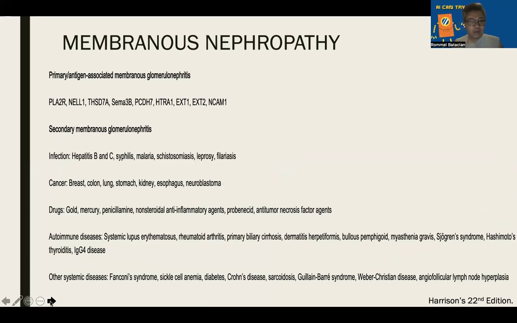Membranous nephropathy, meanwhile, okay, so again, there are primary associated, which are usually genetic in origin, but the more common would be mga secondary types: infection, hepatitis B and C, malignancy such as in the breast, colon, or lung cancer. NSAIDs would also be a significant cause of membranous nephropathy. Autoimmune diseases, primarily systemic lupus erythematosus, Hashimoto's thyroiditis, rheumatoid arthritis, and there's also other systemic diseases as well.